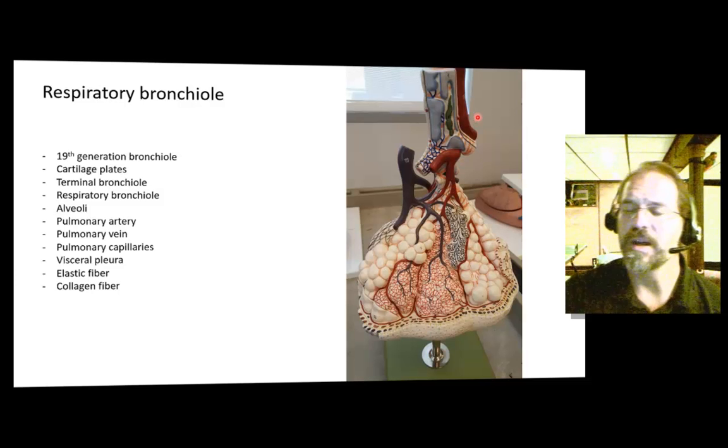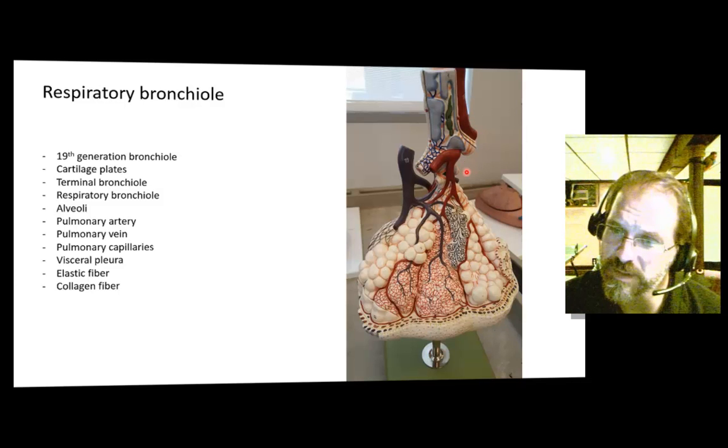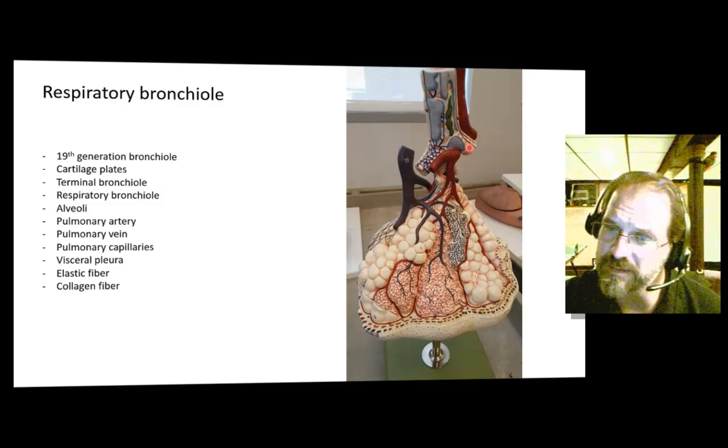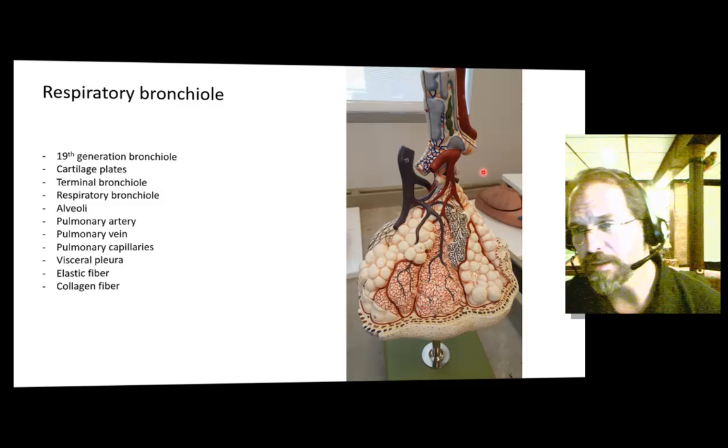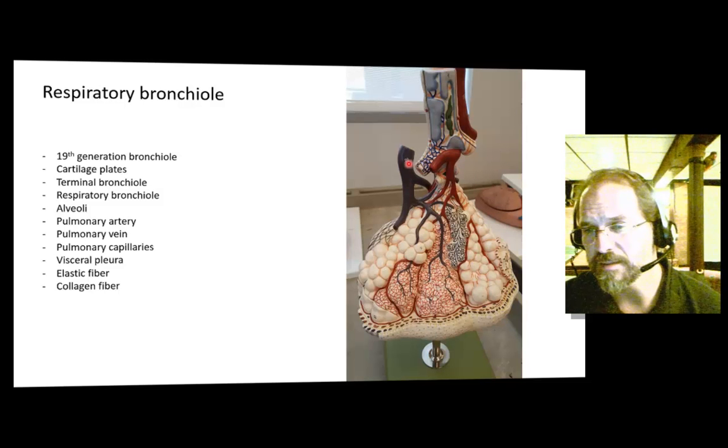On this model, I always tell students to consider the ones that are cut off that have the blue around them to be terminal bronchioles. That just means that's the last branch of the bronchial network. Some other things that are present here: we can see the blue blood vessel coming in, that's the pulmonary artery, and the red blood vessel going out, that's the pulmonary vein.